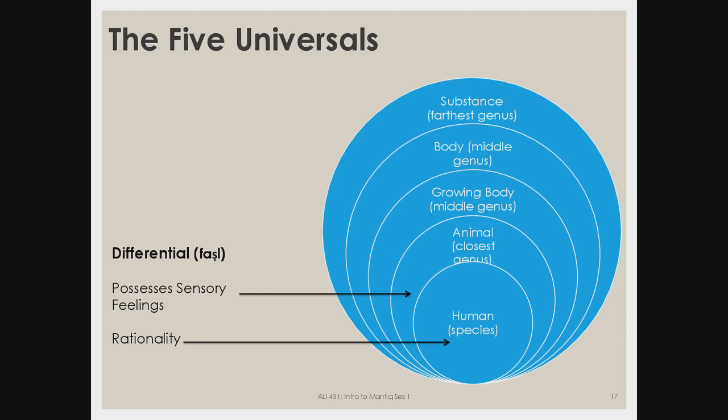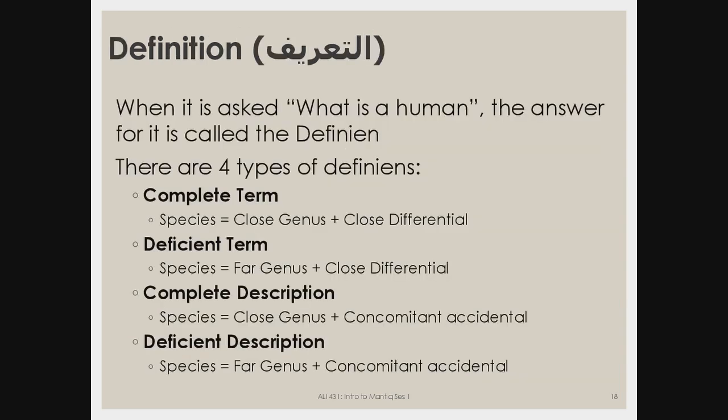Let's go back a bit. Look at this: humans. Above that, they have animal. Animal is from a growing body. Growing body is from a body. A body is from substance. These are all the genus of a human. But the closest genus to it is the animal. Otherwise, yes, I can define human by saying it's a substance which is rational. But they say bring the closest possible genus, which in our example is going to be animal, plus the closest possible differential.